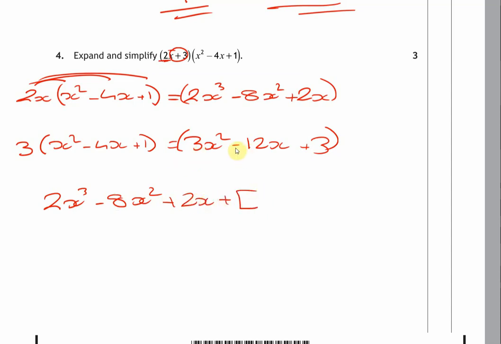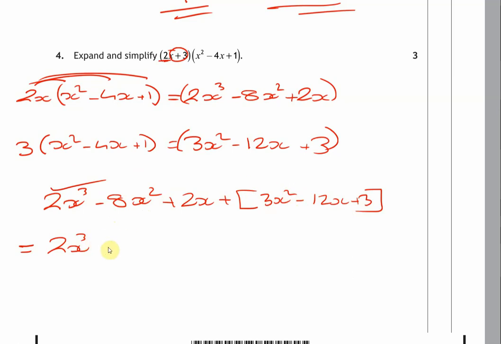a bracket because we have a minus in here. So this plus will apply to every single term. So we'll have 3x squared minus 12x plus 3. So then if we tidy this up, we've got 2x cubed. We've dealt with the cubed, so we can tick them off. Then we have our x squared, so we have minus 8x squared plus 3x squared.